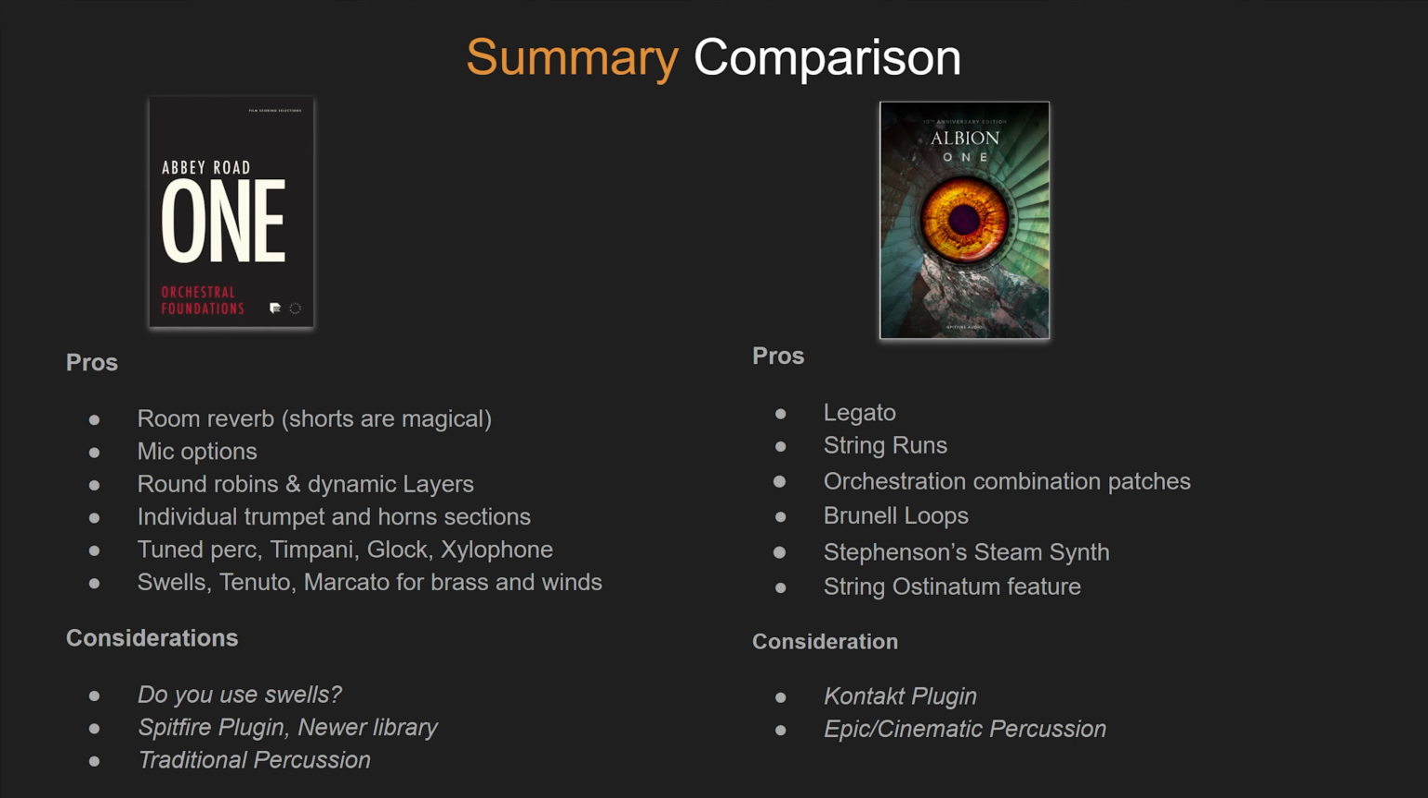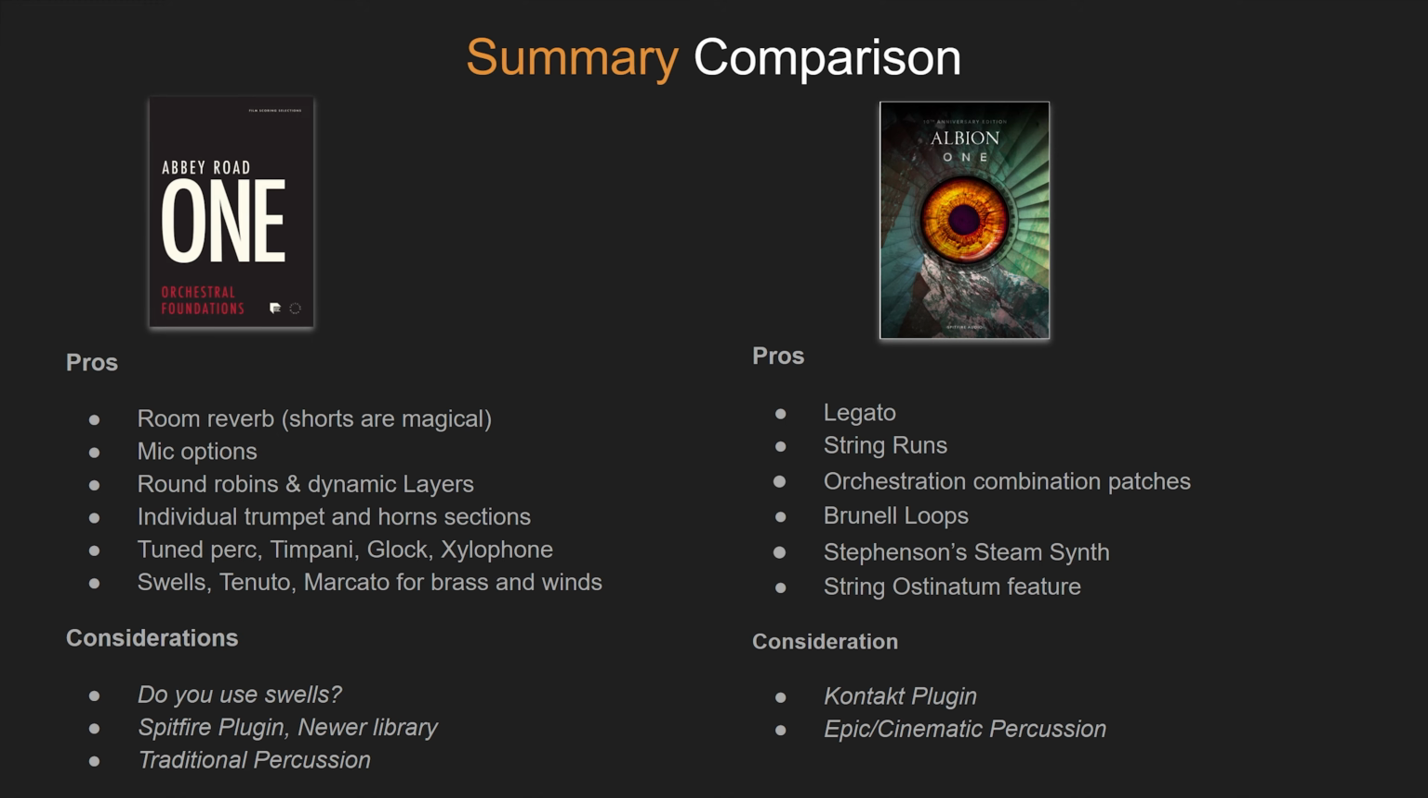Okay, here we are. We're at the summary comparison. So this is my personal opinion. Some of it is opinion and some of it is truth, in that it's missing, or it has, this feature that the other one doesn't. So let's start with Abbey Road One. So the pros are the room reverb. I think personally, especially the shorts is where it really shines, when we're talking about fanfares with brass and pizzicatos and things like that. It just sounds exactly like a lot of the films that we know and love that have been recorded there. The mic options, that was the huge cupboard and collection of them that's available to you.